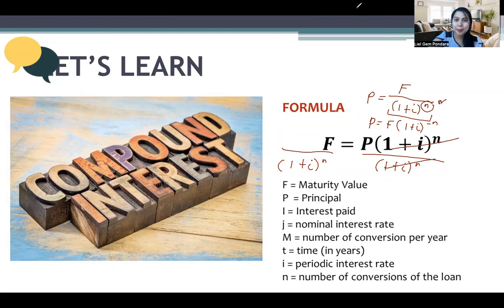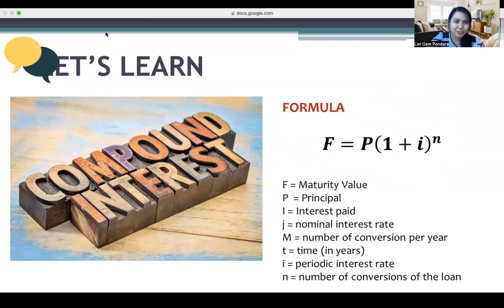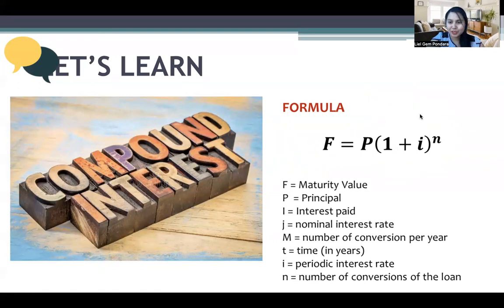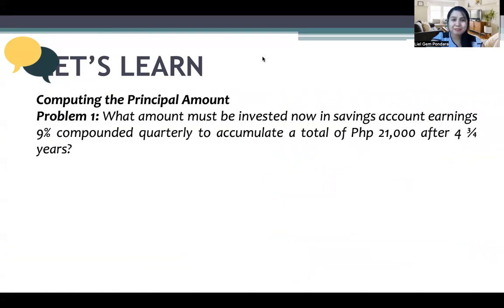Now, let's start. Let me first clear this up. Sorry, I'm just doing the annotation, so I need to clear each slide every now and then.